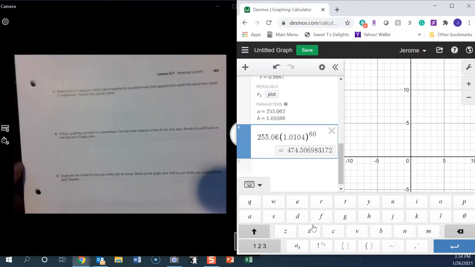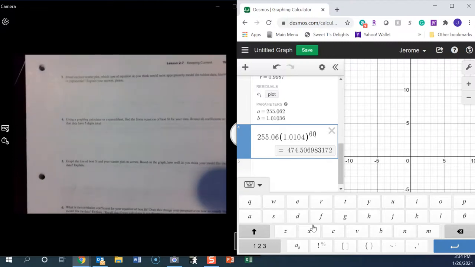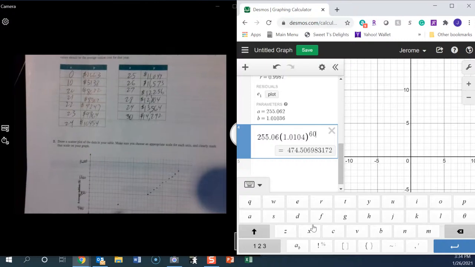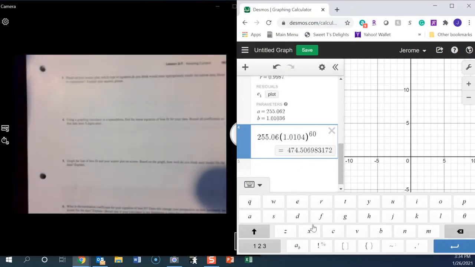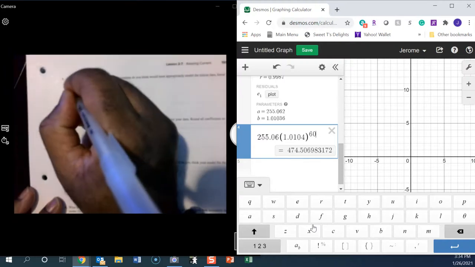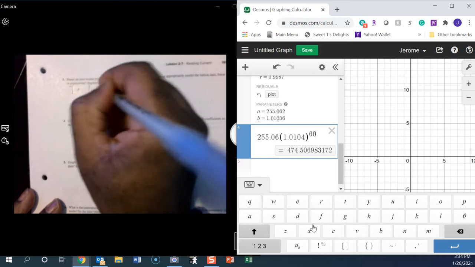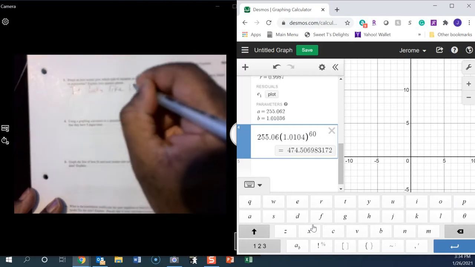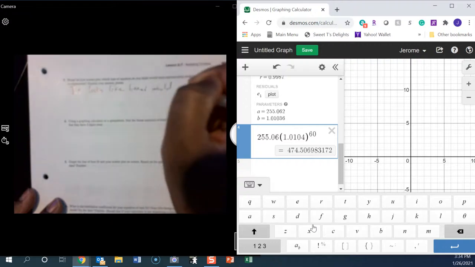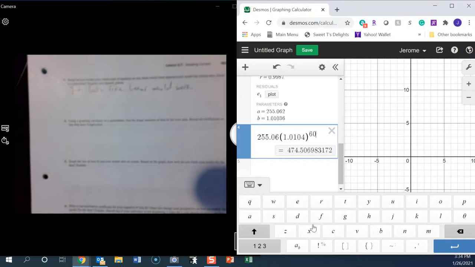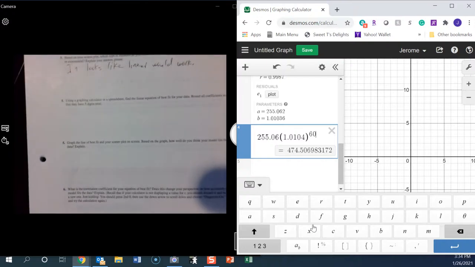It says, based on your scatter plot, which type of equation do you think will most appropriately model the tuition data, linear or exponential? Okay, well, if we look here, points seem to line up pretty good. So, if I was to predict it, I probably would say that it looks like linear would work. Now it says, using a graphing calculator or a spreadsheet, find the linear equation of best fit for your data. Round all coefficients so that they have 5 digits total.